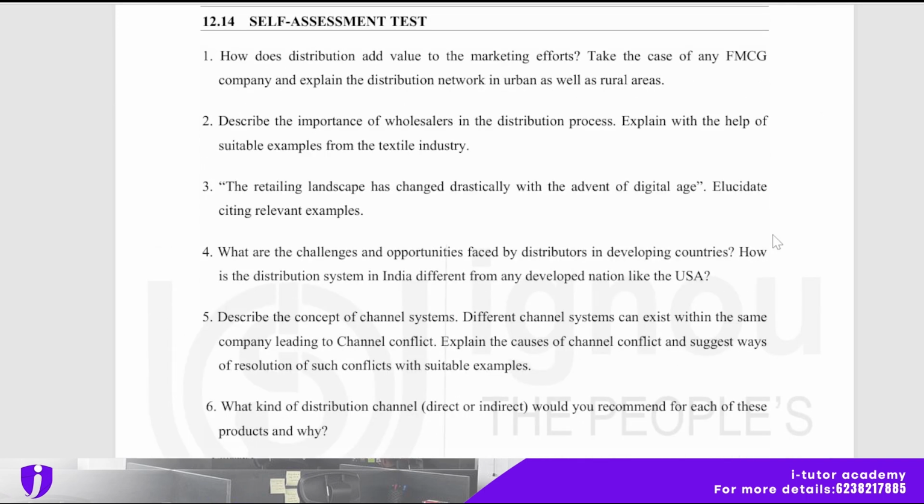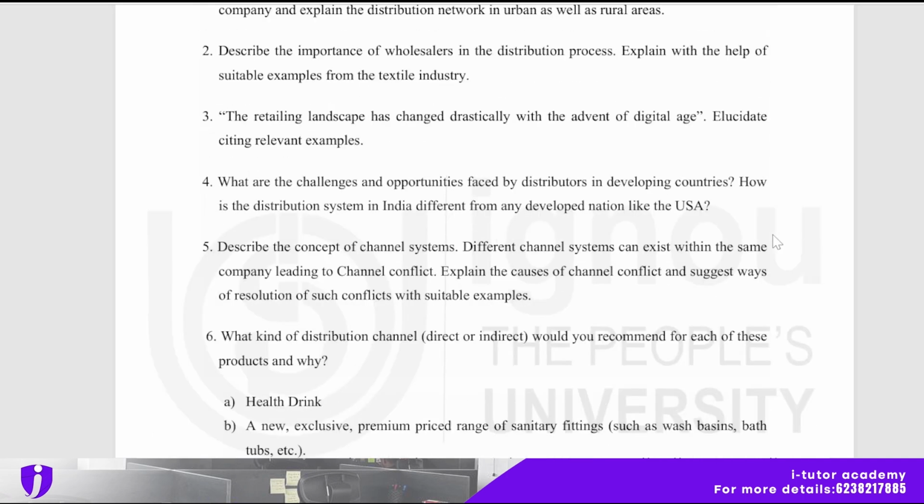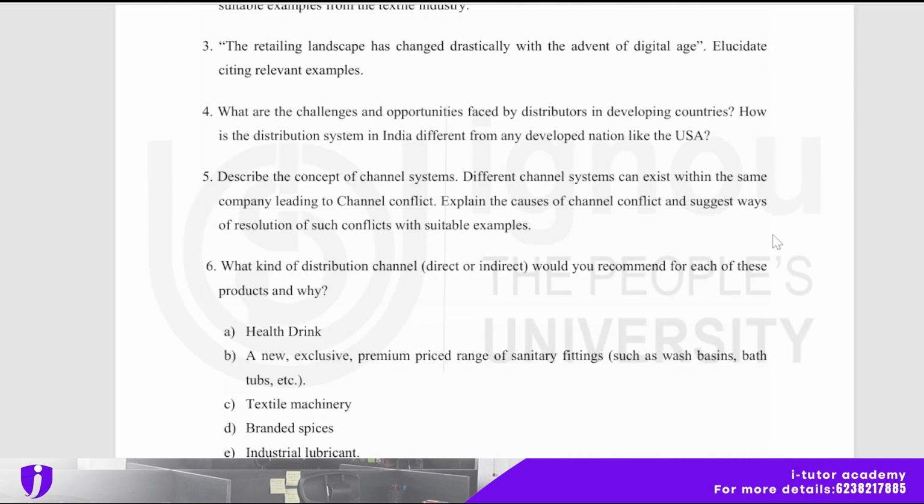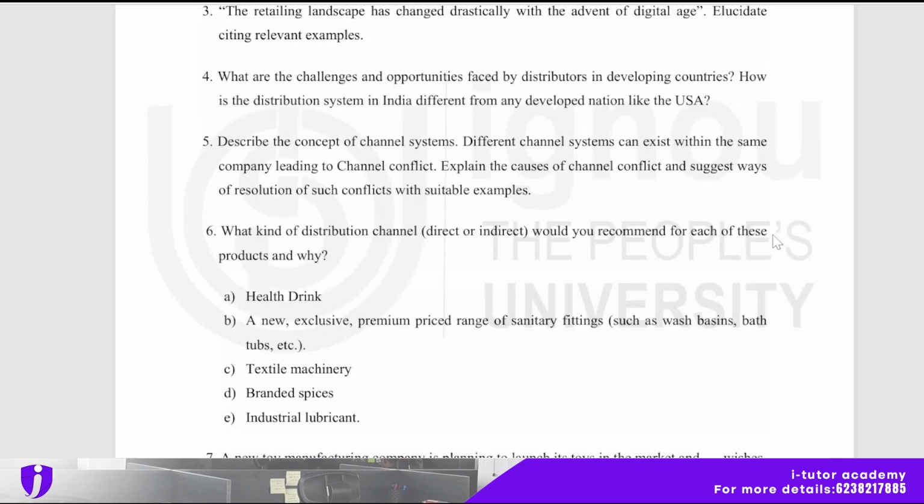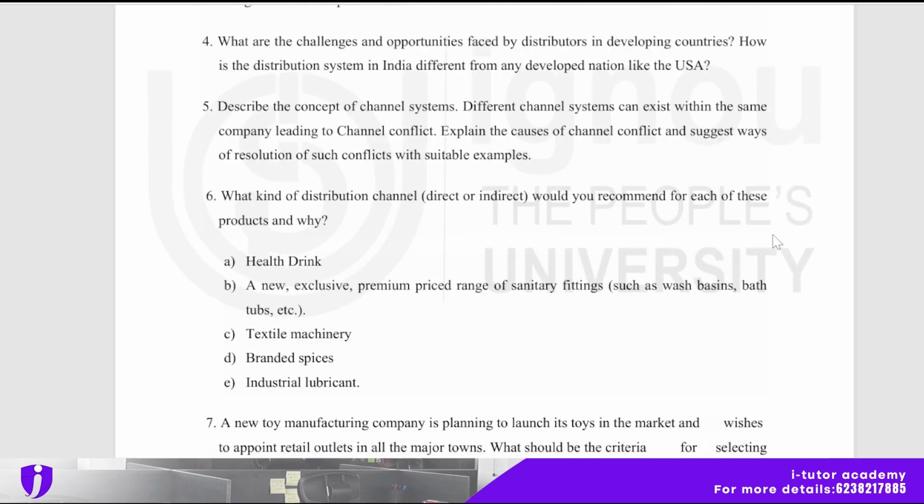First question is, how does distribution add value to the marketing effort? Take the case of any FMCG company and explain the distribution network in urban as well as rural areas. Describe the importance of wholesalers in the distribution process. Explain with the help of a suitable example from the textile industry. The retailing landscape has changed drastically with the advent of the digital age. Elucidate, citing relevant examples. What are the challenges and opportunities faced by distributors in developing countries? How is the distribution system in India different from that of a developed nation like the USA?